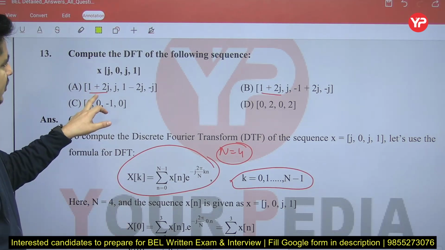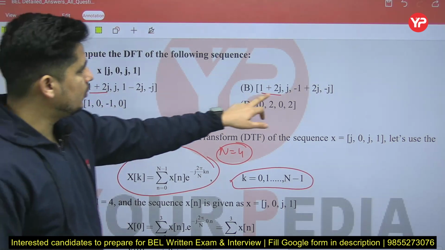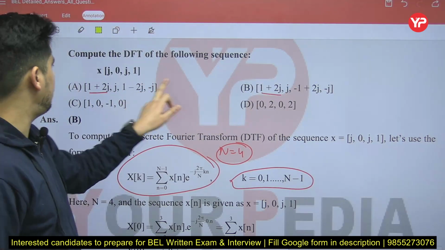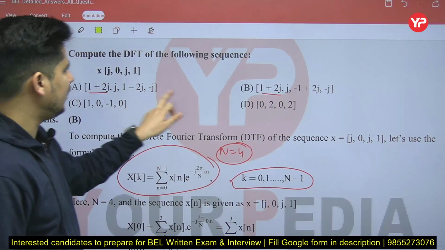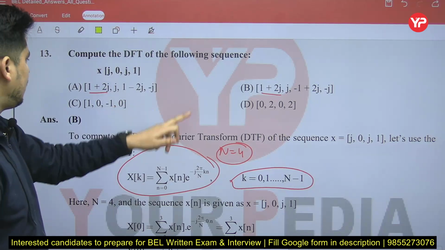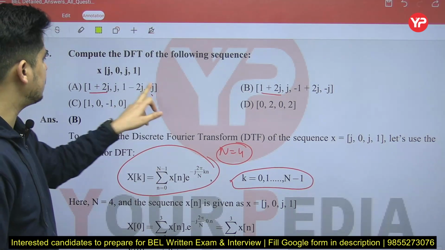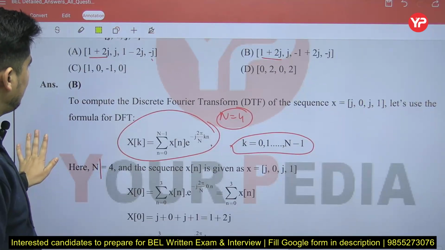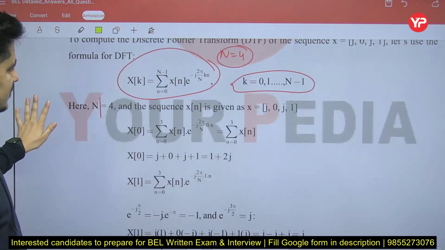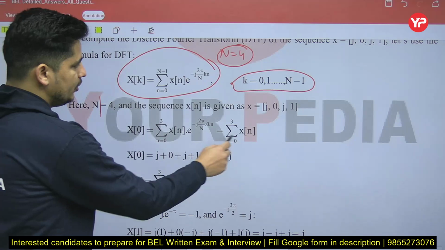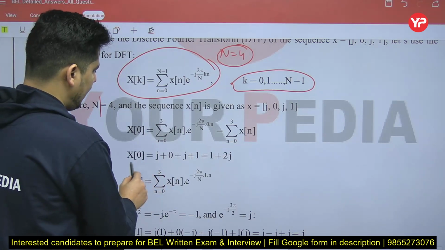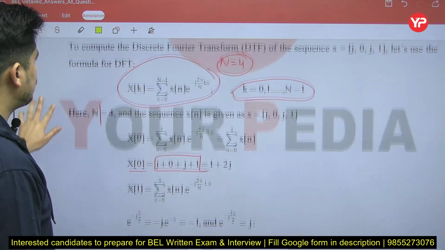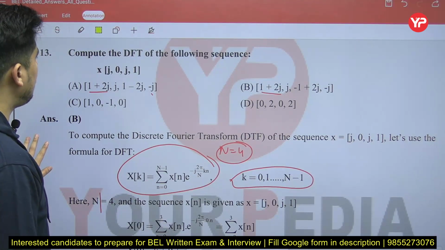So we can calculate X of 0 because this is the same. No need to calculate that one. This is different here, in these two cases. The last one is the same. So basically we have to calculate X of 0. When you calculate X of 0, just put 0 here. X of 0 is the sum of all the values of x of n. The sum of all the values of x of n is 1 plus 2j.